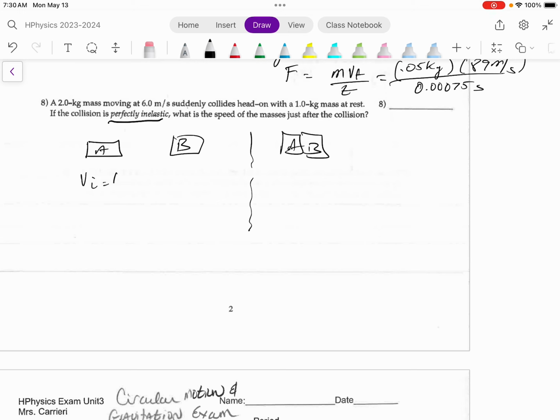velocity initial is 6 meters per second. This has a mass of 2 kilograms. This is mass A. This is velocity of 0. Mass B has 1 kilogram. This I'll call mass AB, which is equal to, got to add those up, so I got 3 kilograms, and we want to know the velocity afterwards.